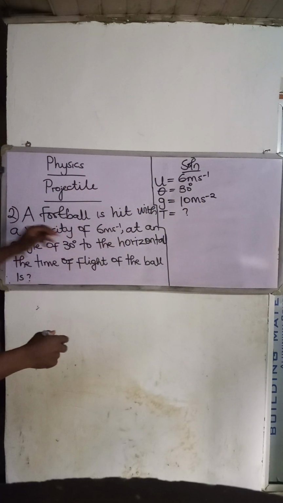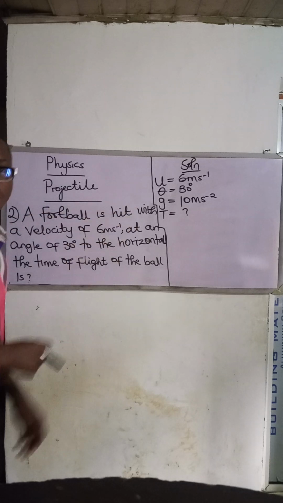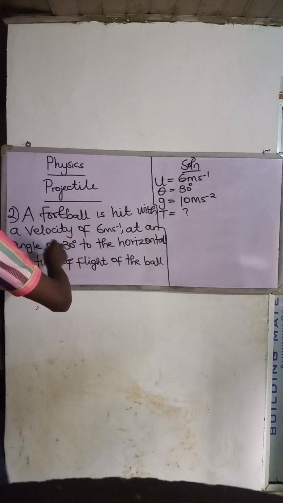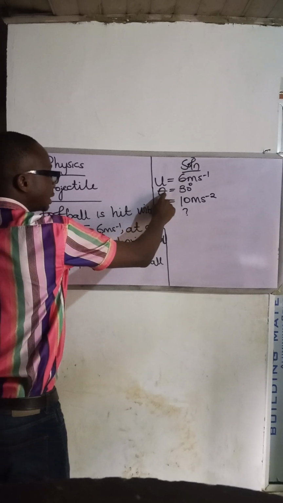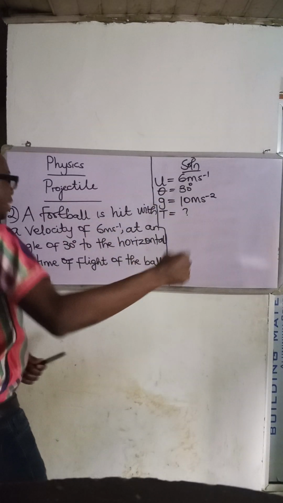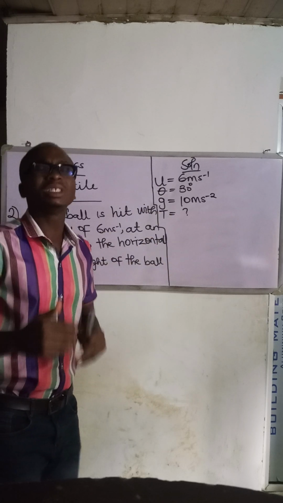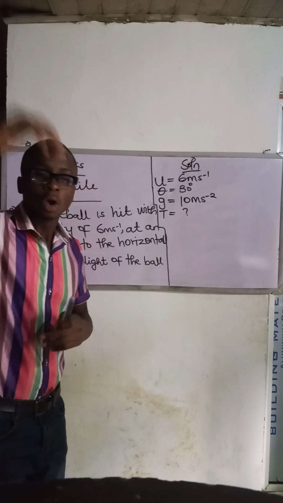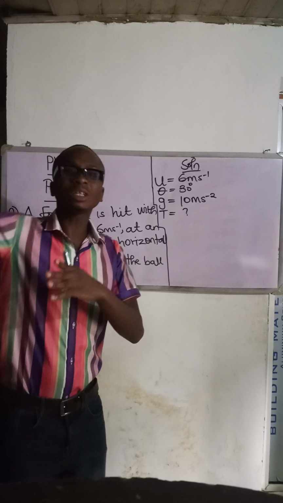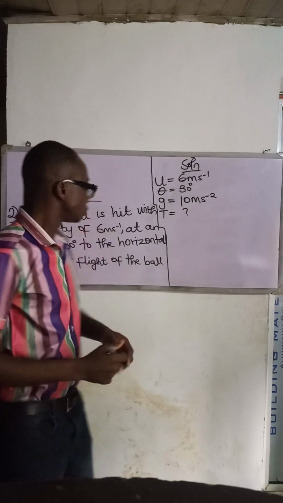In this question, they say a football is hit with a velocity of 6 meters per second, which means u is 6 meters per second, at an angle of 30 degrees. This is the angle theta, 30 degrees to the horizontal. Then they ask us to calculate for the time of flight. The previous question we solved, they asked us to calculate for the time to get to the maximum height. But in this question, they asked us to calculate for the time of flight, which means the time it took to get to that maximum height and return to the ground again. That is the time of flight.